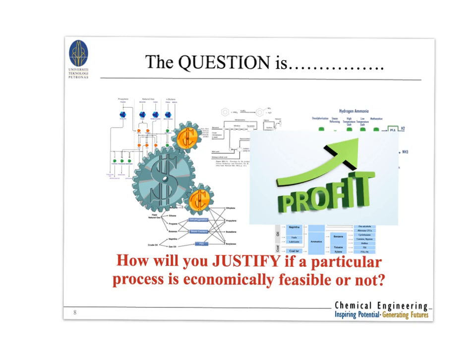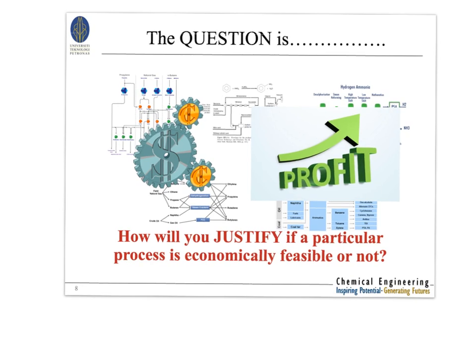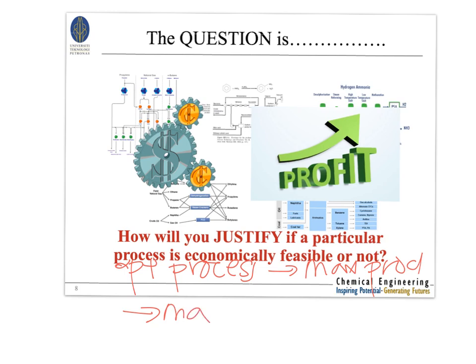So when we talk about chemical reaction, the main question is, how do you know whether the process is economically feasible or not? So the goal is to produce an optimum process so that it can lead to maximum desired product, which leads to the maximum profit. So end of the day, it is always how much profit you can get from the process. This is always about maximizing the profit.